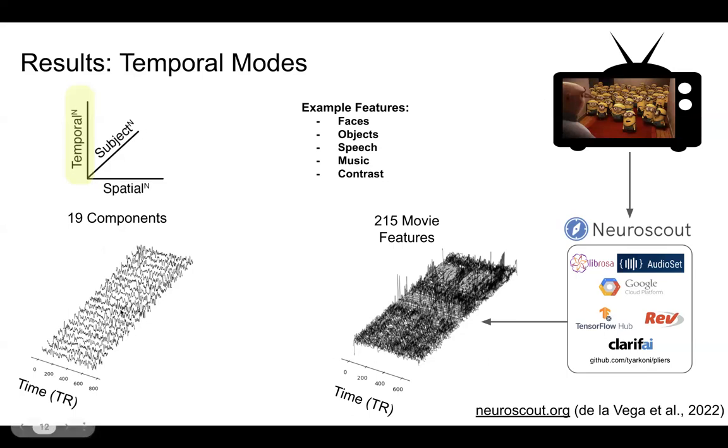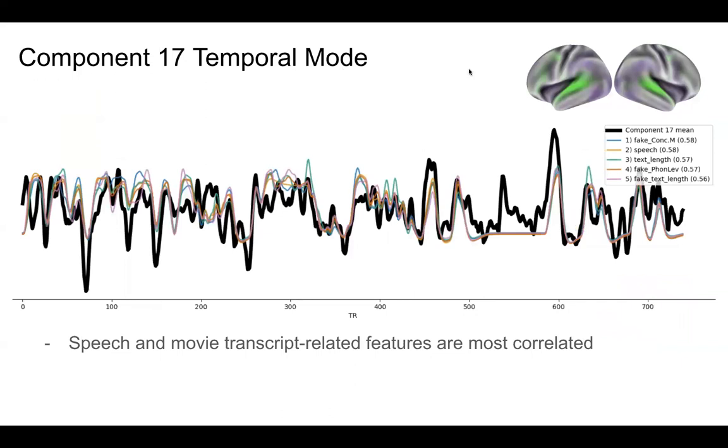So we might be curious, which components are most correlated with which movie features? So we'll run that correlation. And now I'll show you the results of these correlations for that same sample network as before, component 17, which we thought was very auditory. Let's look at the temporal mode now. In black, this is the mean temporal mode of the component. And in the different colors, you can see the top 5 correlated features are all related to speech or features extracted from the transcript of the movie. So we do see speech and movie transcript related features are most correlated. So we're able to validate these using the movies and the movie features pretty well.